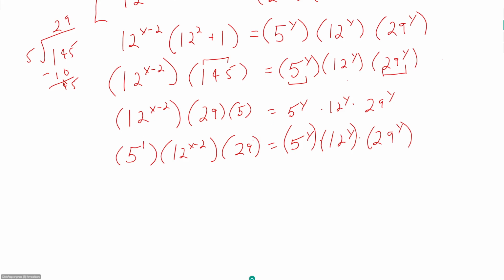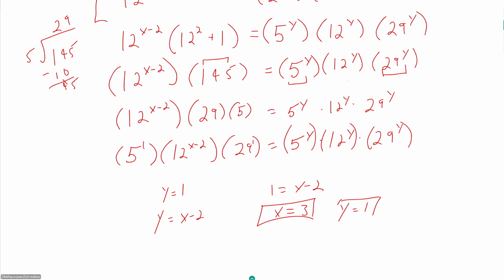And so now to solve for my exponent, I can replace 5 with 5 to the first. So this means y is equal to 1. And y is also equal to x minus 2. And so the question is asking for, what is x? So this just means 1 is equal to x minus 2. X is equal to 3. So y is equal to 1. X is equal to 3.